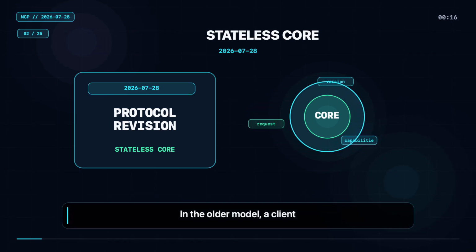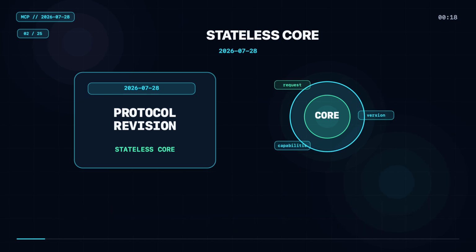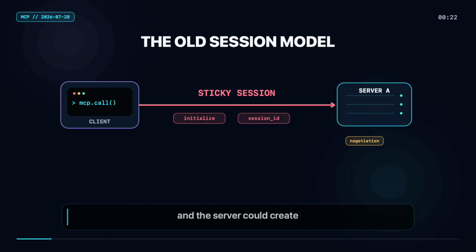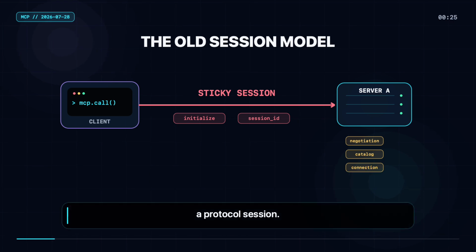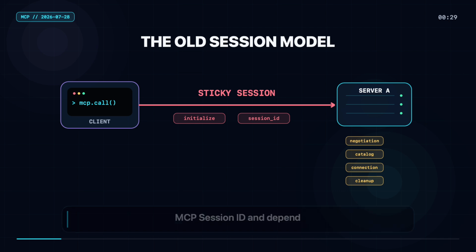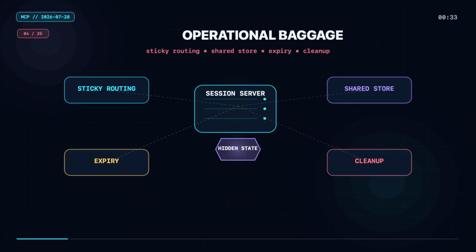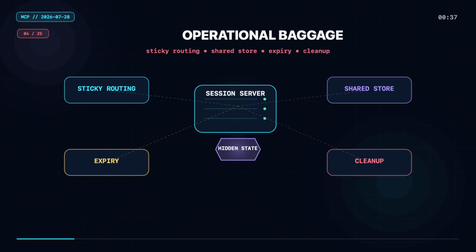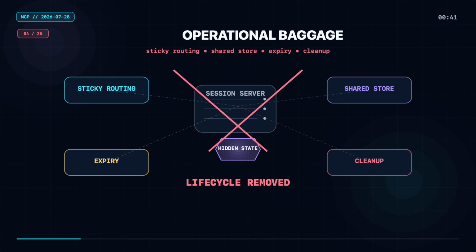In the older model, a client began with an initialize request. The client and server negotiated the protocol version and capabilities, and the server could create a protocol session. Later requests could carry an Mcp-Session-Id and depend on information established earlier. That created operational baggage: sticky routing, shared session storage, expiration, and cleanup. If a server instance disappeared, the protocol context attached to it could disappear too.